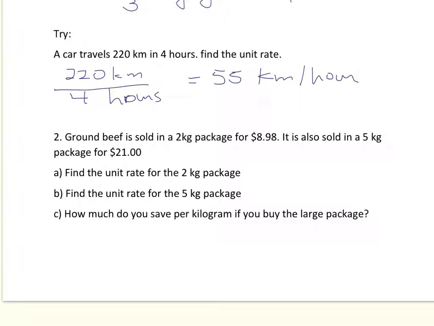This next question has a few parts to it. Ground beef is sold in a 2 kilogram package for $8.98. It's also sold in a 5 kilogram package for $21. What's the unit rate for the 2 kilogram package? So we'll take our $8.98, and by writing the dollar sign there, I'm including the units per 2 kilograms, and we'll just divide.